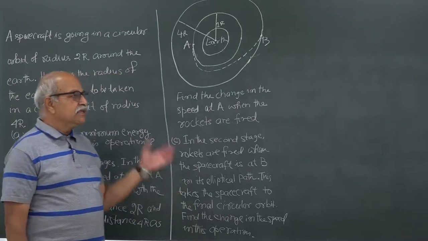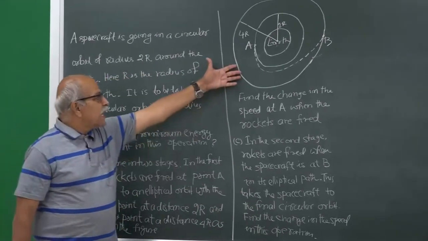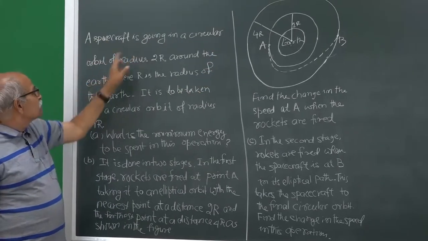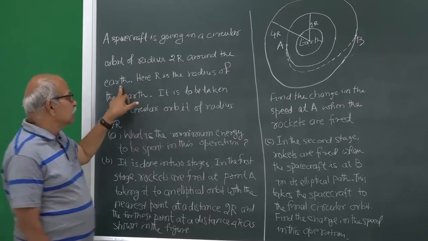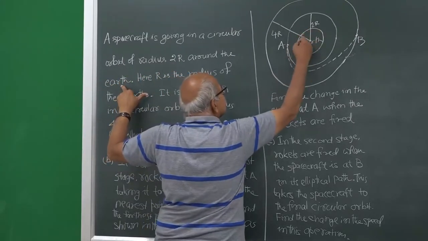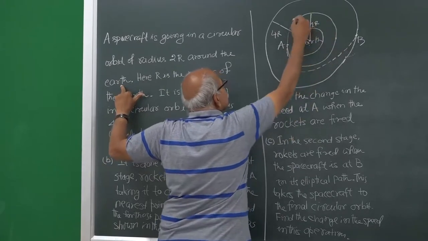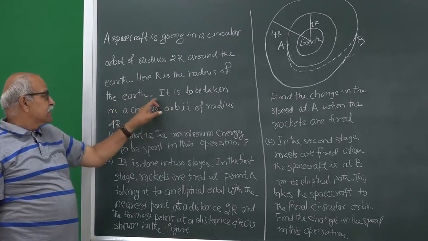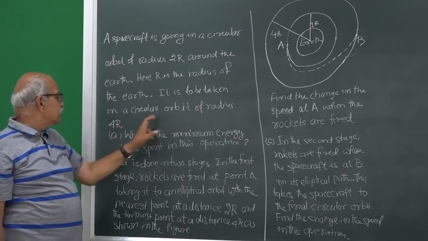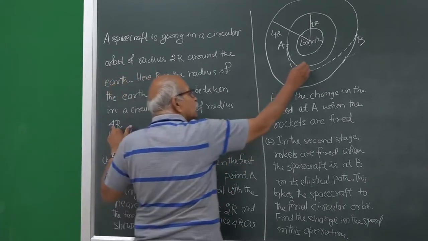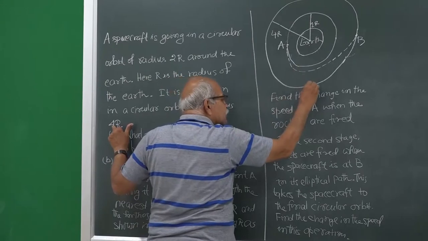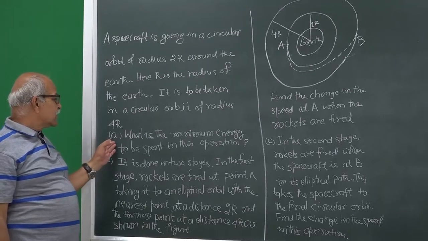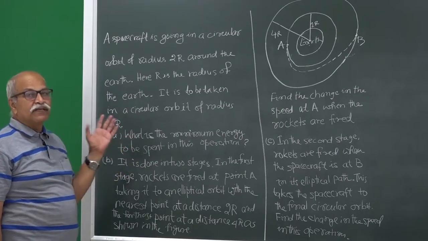So our next question is this. You have this diagram and read the question in its reference. A spacecraft is going in a circular orbit of radius 2r around the earth. So here is the earth, and this spacecraft is going in a circular orbit of radius 2 times r, where r is the radius of the earth. It is to be taken in a circular orbit of radius 4r. So it's going in this orbit, but then it is to be taken in this circular orbit whose radius is 4r. The first part is, what is the minimum energy to be spent in this operation?